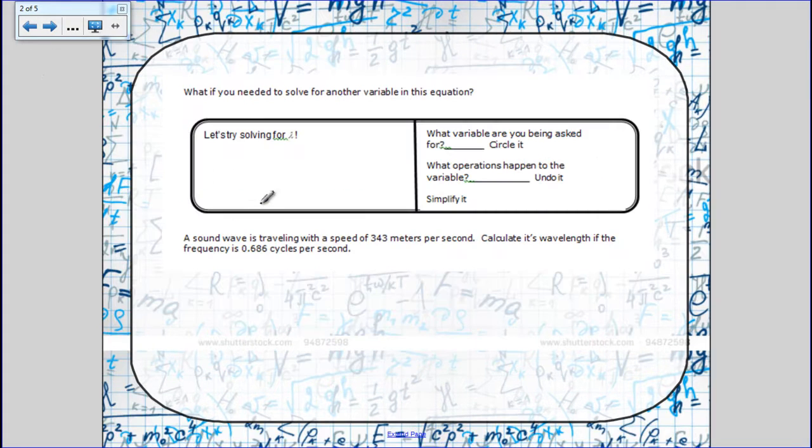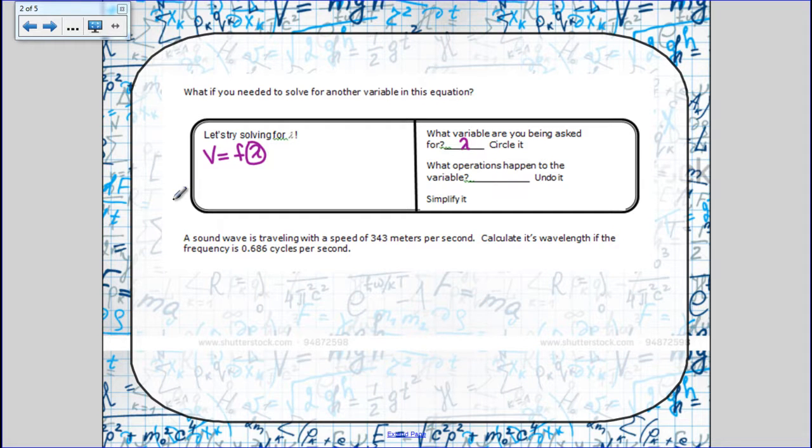So now suppose that we wanted to solve for another variable in this equation. For example, I want to try solving for that lambda. So here is the equation: v equals f times lambda, which is that funny looking little upside down y. The first question says, what variable are you being asked for? Well, we're being asked for lambda, so we're going to circle it. That's the one we want.